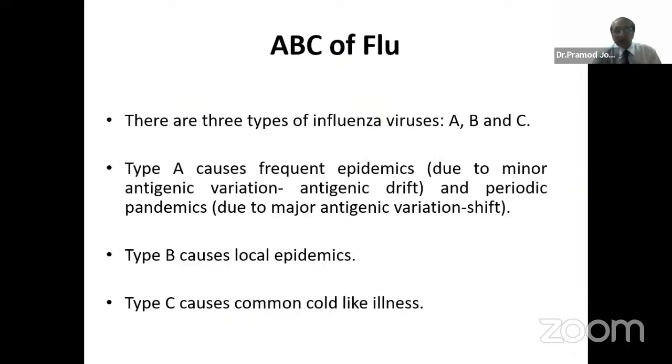That type A is the one which causes frequent epidemics due to minor antigenic variations, which is called antigenic drift. That means in 2024, the virus has one particular structure, but there is a little change in the outer coat, and this particular change will lead to a bit of a difference in the name of that particular virus, and intermittently these viruses start or continue to create problems. However, when there is a major change in the virus, then it is called a shift. So these two terms are always used.